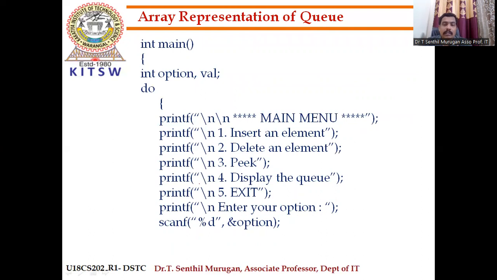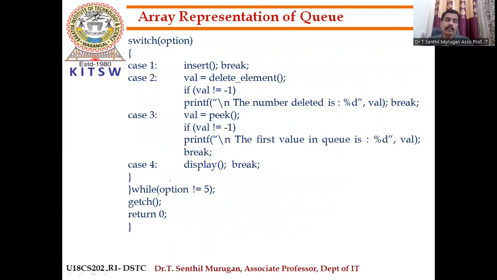So now we will give an options menu: if you press 1, it will insert the element. If you press 2, delete the element. If you press 3, peek element. If you press 4, it will display. 5 means exit. So after getting the option, it will check, and accordingly the option will be executed.